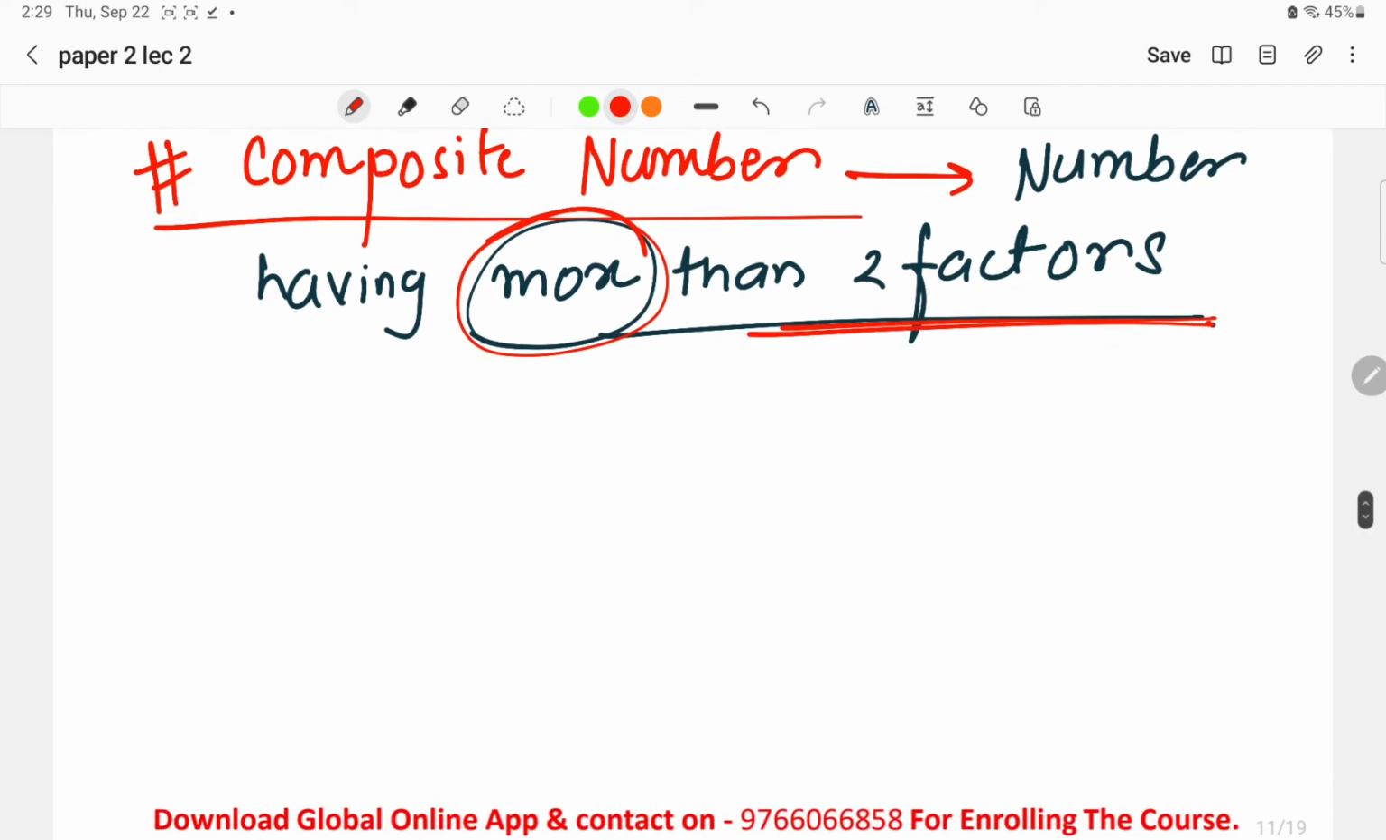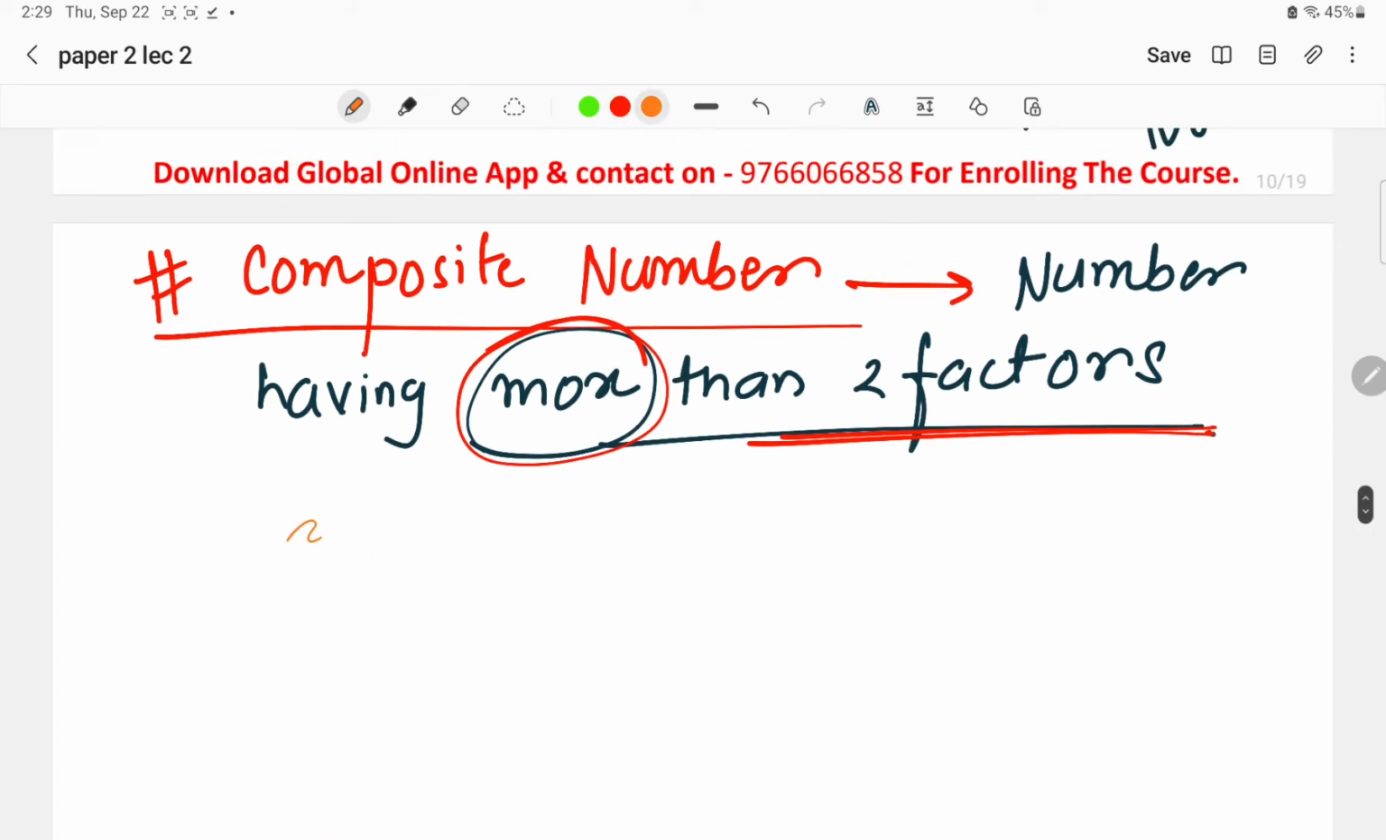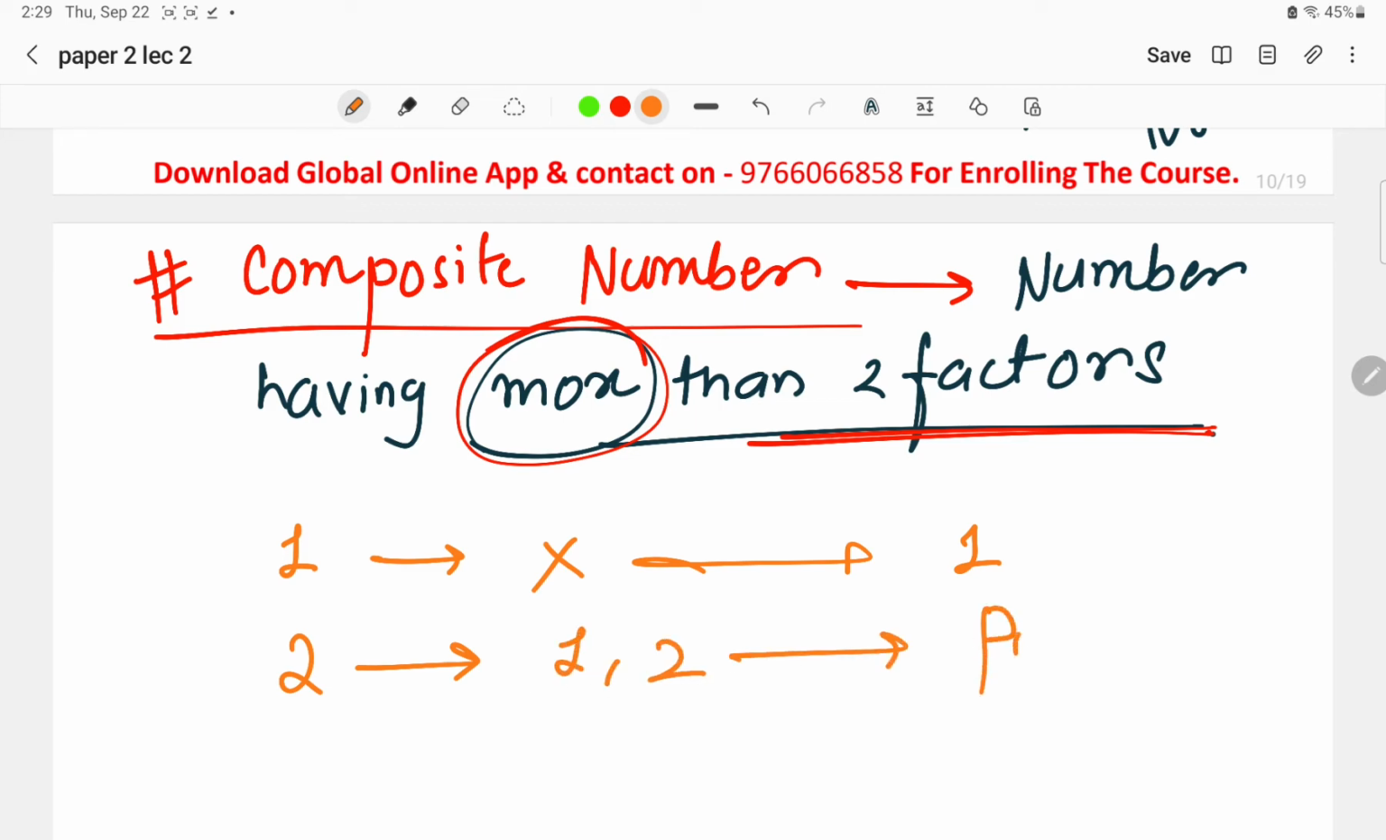For example, if we take 1, as I told you, 1 is not the prime number. It won't be the composite because 1 is having only a single factor. Now 2 is a number, it is having how many factors? There were two factors, that is 1 and 2. Basically it is a prime number. If we go for number 3, here what we can find is 3 is also having two factors, that is 1 and 3 itself. This is again a prime number.